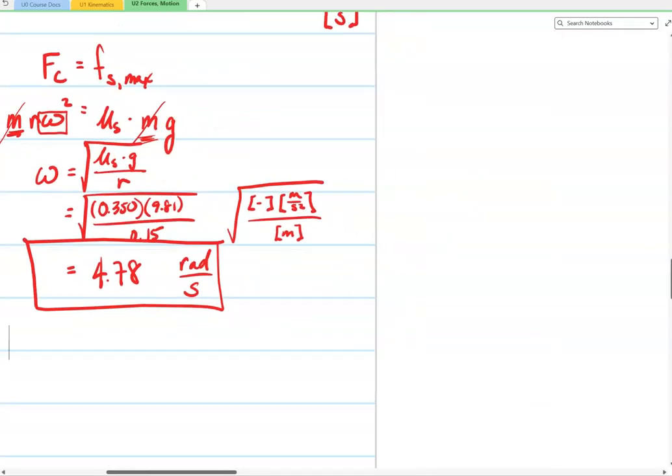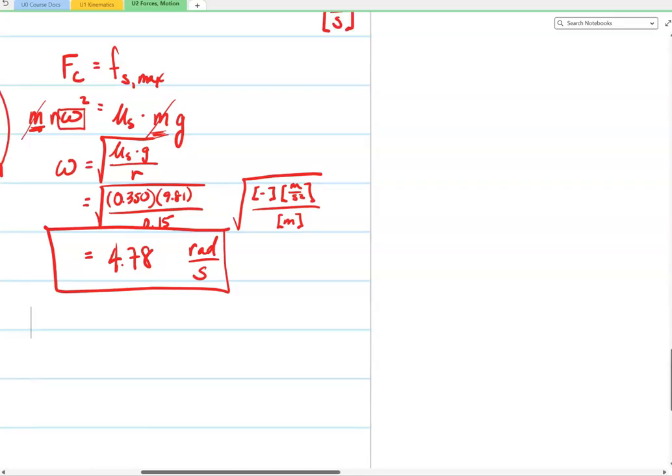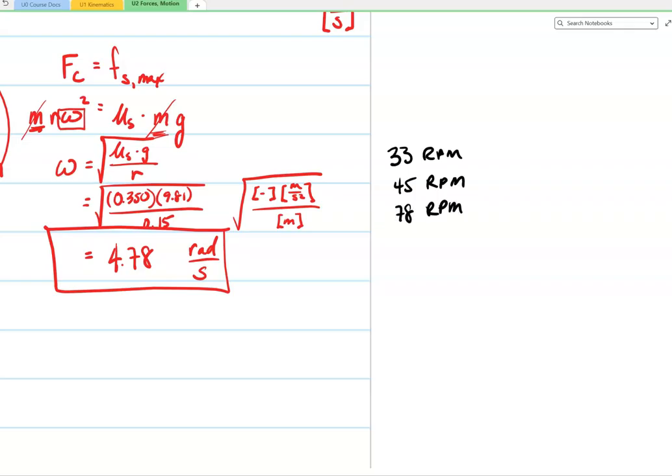And so while that's a good final answer, I just thought of something here. Records are usually played at 3 different speeds, 33 and a third RPM. There are 45s. And then there are also, I think, 78 RPM records. So if you know anybody that's into vinyl records, or if you've got a parent or a grandparent that recalls this from back in the day, I think those are the typical speeds of a record player. We can do a quick check here.